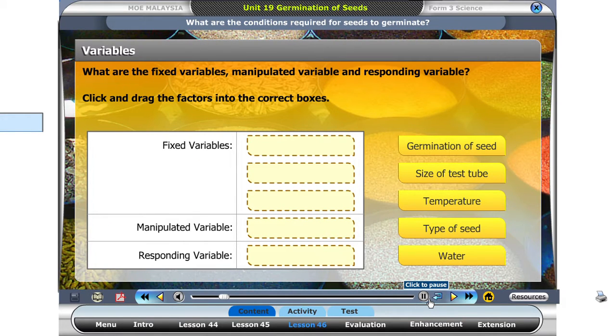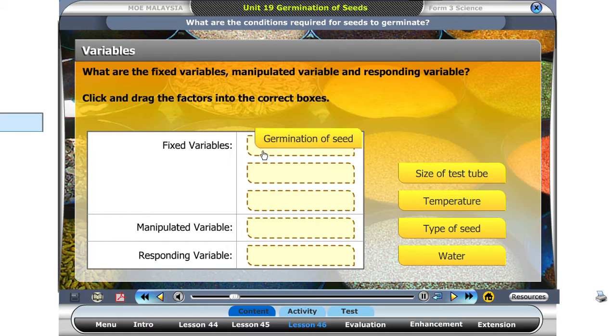In order to determine the conditions, we need to do experiments. First, let's find out whether water is needed for seed germination. In this experiment, you have to determine what the variables are.